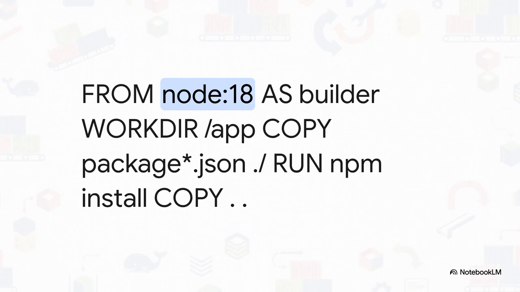We use the heavy Node 18 base image here because, well, we desperately need it to install our dependencies. We set our working directory to /app, copy our package.json files, run our npm install, and then copy the rest of our source code. Now this stage is doing a massive amount of heavy lifting, downloading packages, and creating a lot of temporary files in the process. It's doing great work, for sure, but it is making a huge mess.